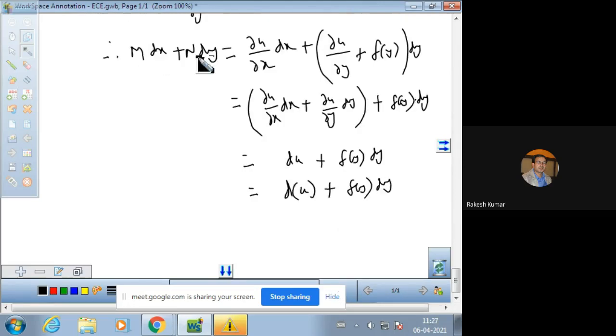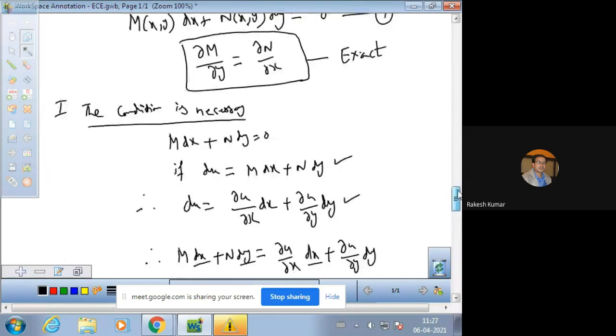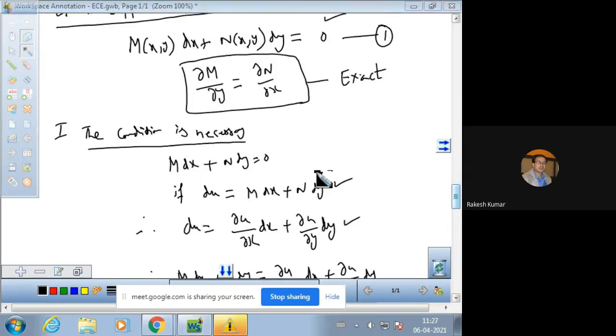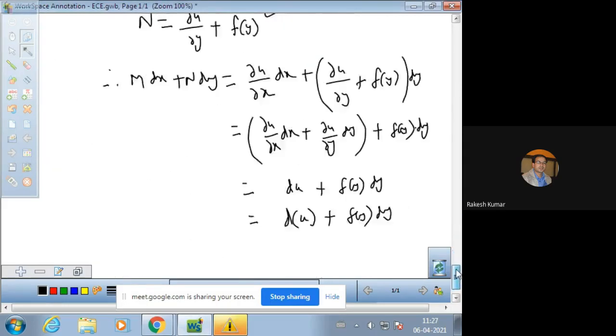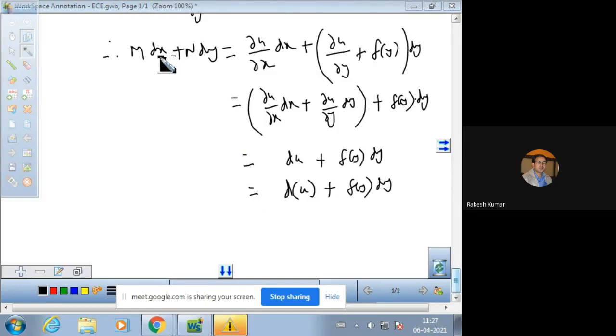And we know that M dx plus N dy is equal to 0. At the start we had written this: M dx plus N dy is equal to 0. So equation number 1 can be used here. By equation number 1, M dx plus N dy is equal to 0 can be written. Now you can integrate this equation. This can be named as equation number 3.